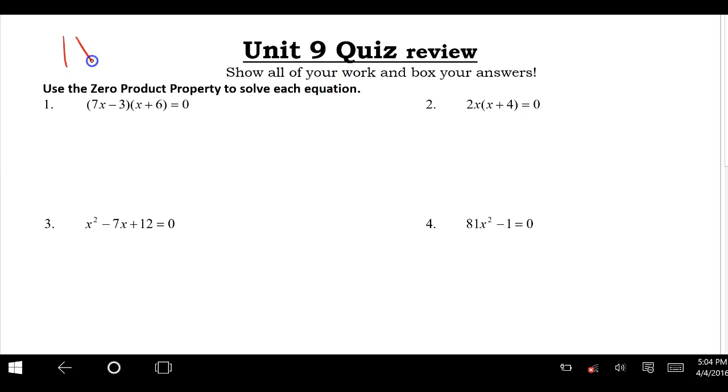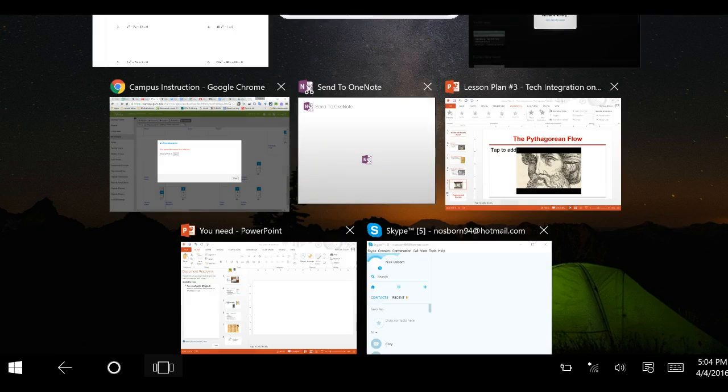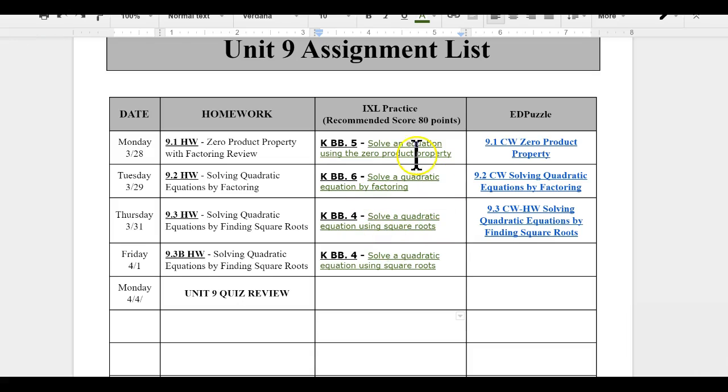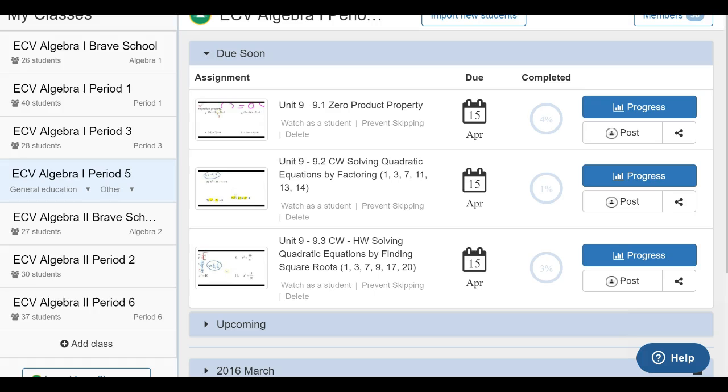Remember, you can also do the IXL that I've listed on the Google Doc. So go to the Google Doc. Here I've listed all the different links you can use. Also remember I have Edpuzzles as well. If you go to edpuzzle.com, I have Edpuzzles for each topic that we've covered. So you can go there first to help you study.